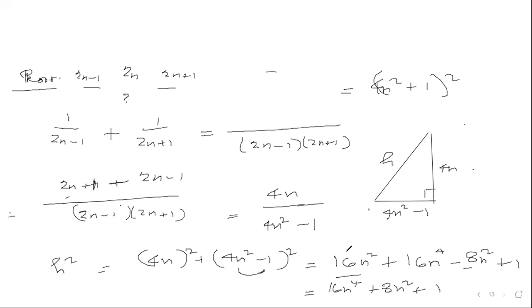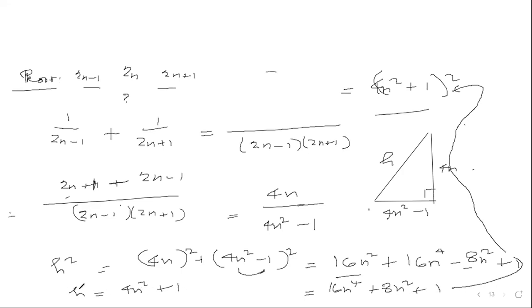This quantity here. So that is h squared. So h would be equal to 4n squared plus 1. And that's a nice integer because n was an integer. See?